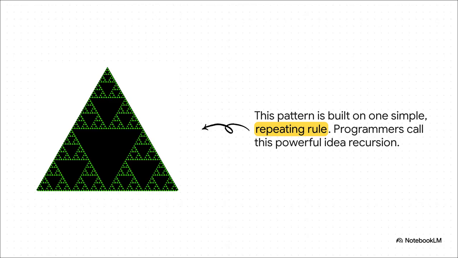I mean, just look at this pattern. It seems incredibly complex, almost impossible to describe. But what if I told you it's all built from one single repeating rule? A rule that applies to smaller and smaller versions of itself. That right there is the heart of recursion, building beautiful, complex things out of simple, self-repeating steps.